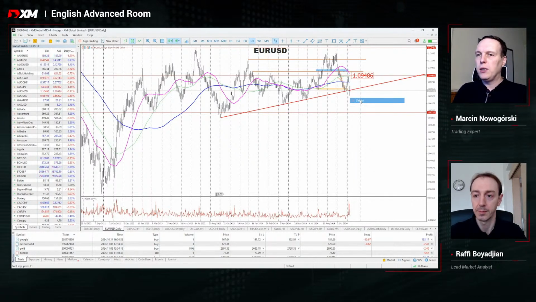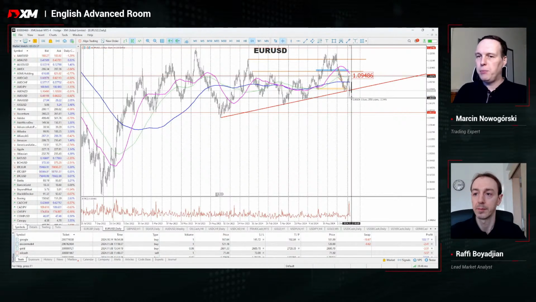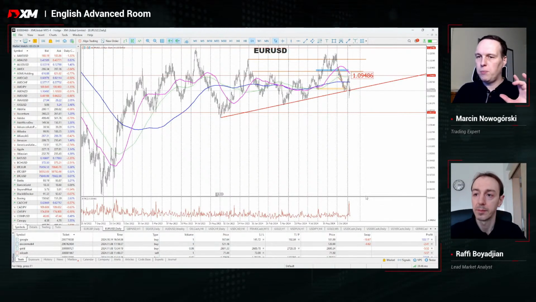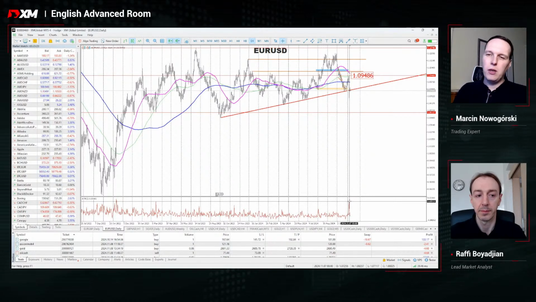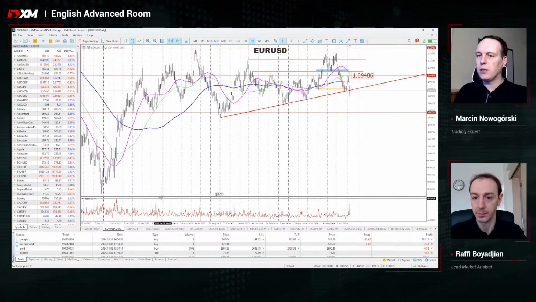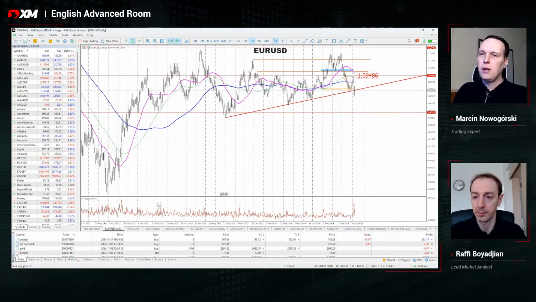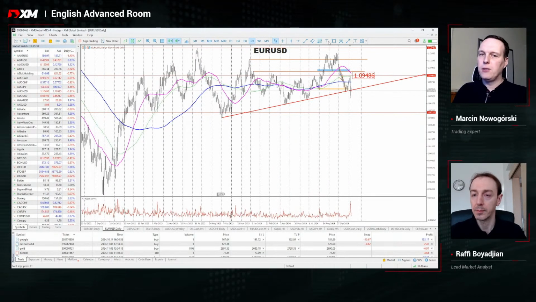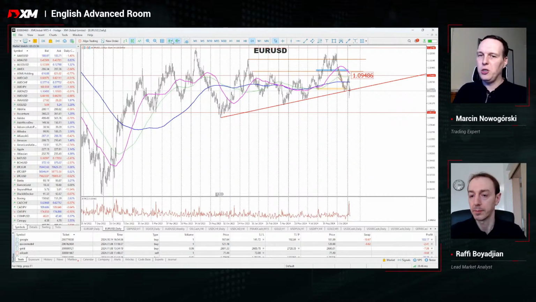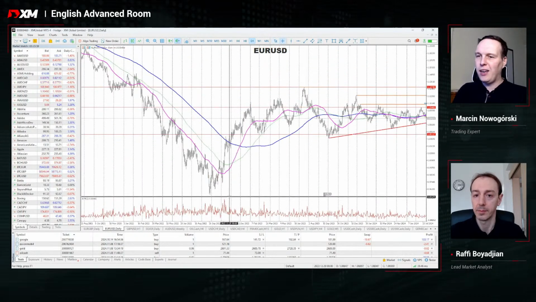EUR/USD went down 250 pips on that day. That wasn't the largest day ever, but in 2023 we had one day like that, like 248 or something like this. So it's kind of like a once a year day. 288 we saw in 2022.